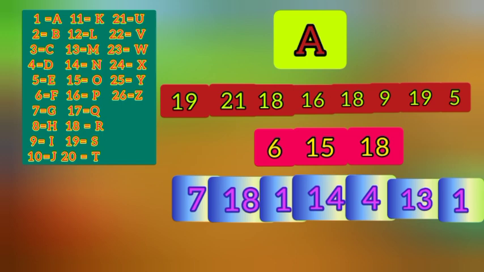In the second line, the numbers that are given are 19, 21, 18, 16, 18, 9, 19 and 5. So, which is the 19th letter? Let us check in the chart. Yes, it is S. Which is the 21st letter? It is very nice. It is U.